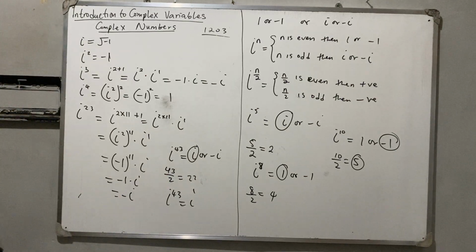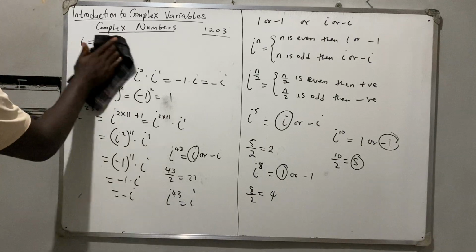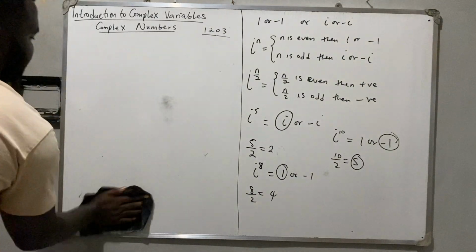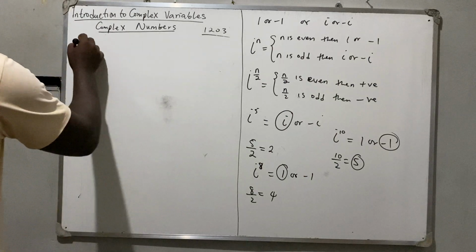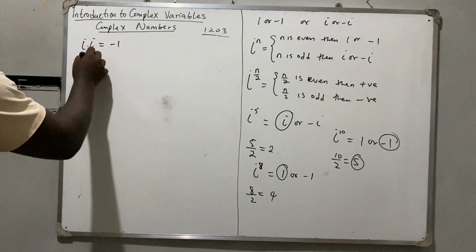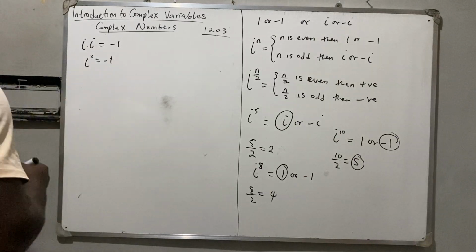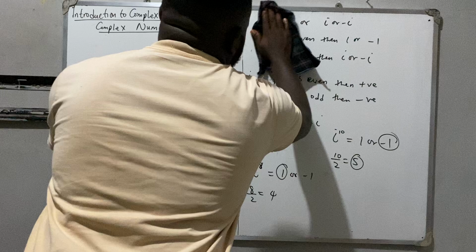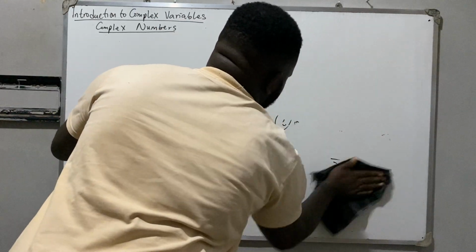So you've learned that. That is basically the operation of iota. And then you should know that anytime i multiplies itself, it's going to give you -1. Why? Because i squared is -1. Okay, so that's basically what you need to know about iota. So now let's go to other things.